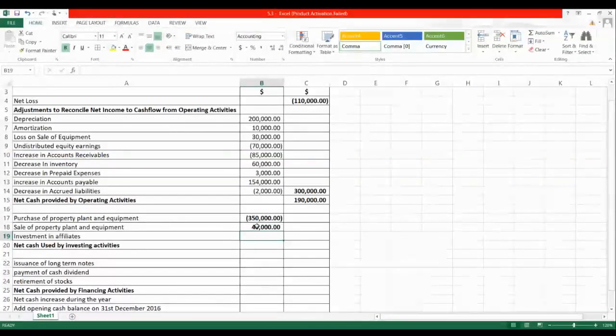The company has done some additional investment in affiliates. Also, we calculated this amount when we were reading the statement. So how much additional investment? $30,000 of additional investments are done. And that's it for the investing activity section.